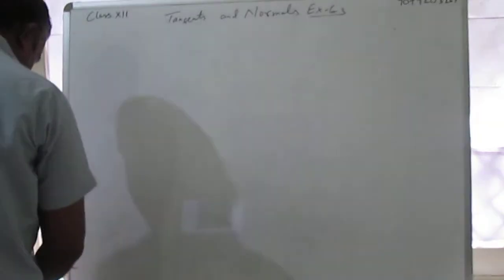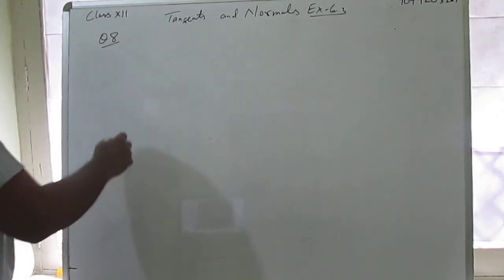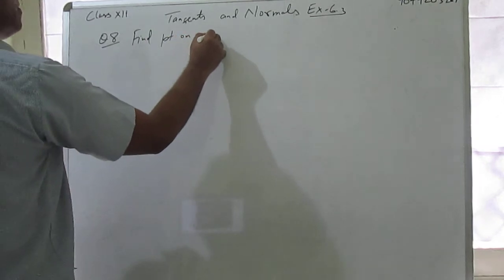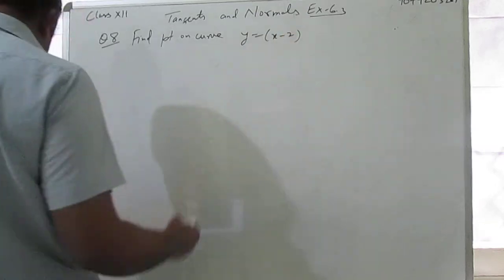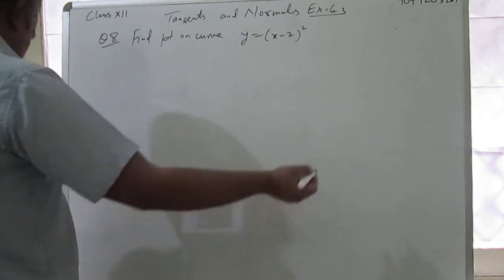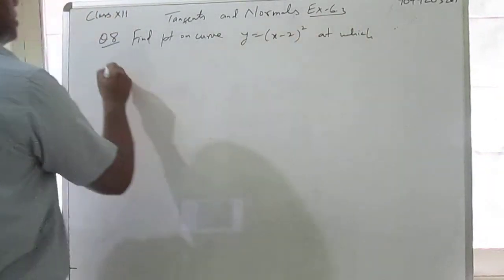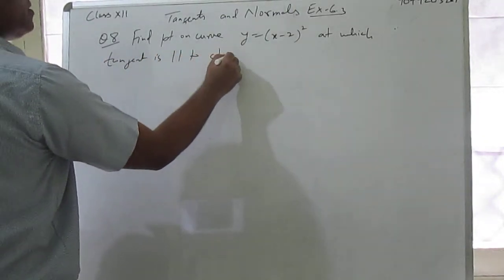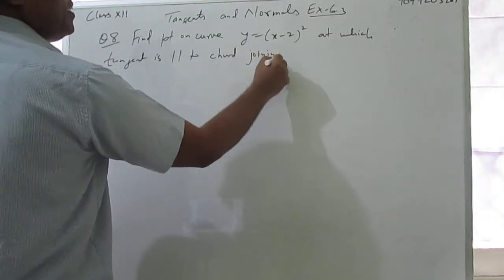Question number 8. Find a point on the curve y is equal to (x minus 2) whole square at which the tangent is parallel to the chord joining the given points.